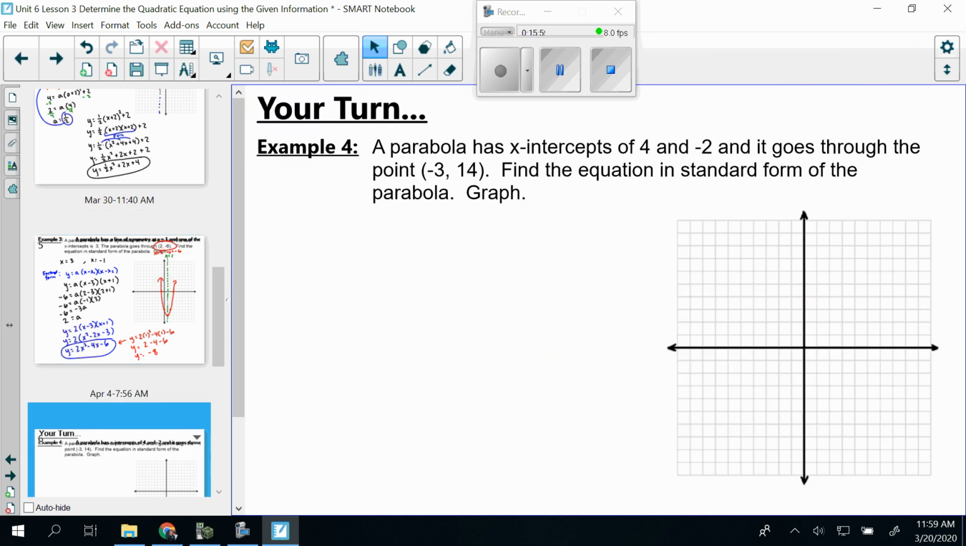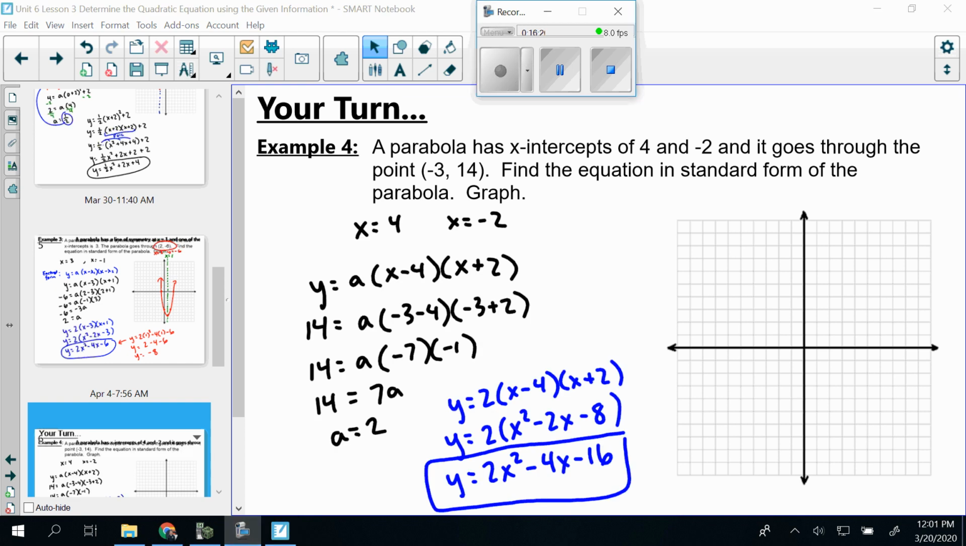All right, your turn. This one, they tell us the parabola has these two x-intercepts, and it goes through the point negative 3, 14. Why don't you pause the video and see if you can come up with the equation first, and then we'll join back together and then see if you can do the graphing part. All right, let's see what you got.